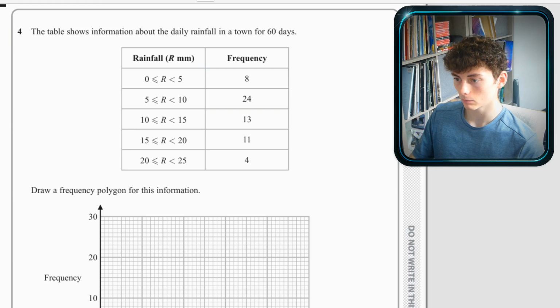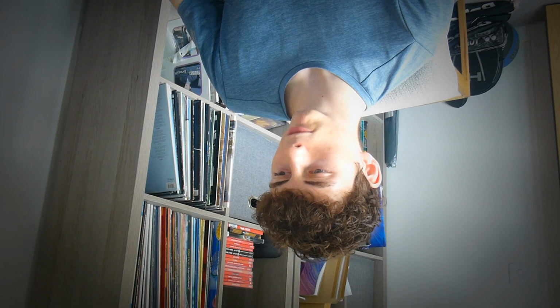Interestingly, we're only on question 3, and these questions are already getting somewhat difficult. Right, question 4. The table shows information about the daily rainfall of a town in 60 days. Okay, we need to draw a frequency polygon. I know I did this test 2 years ago, but I do not remember this. A frequency polygon.